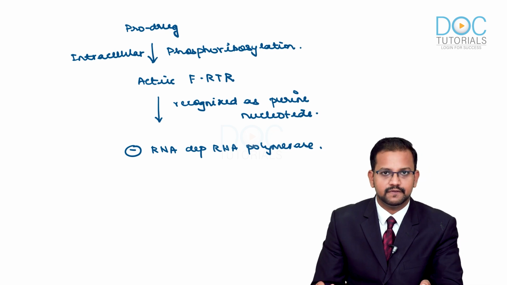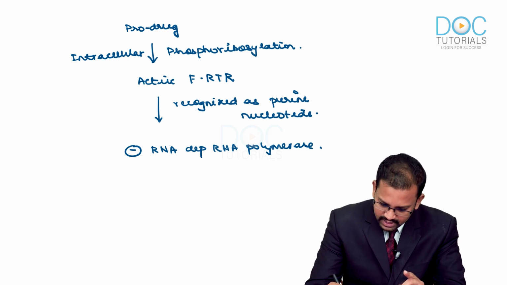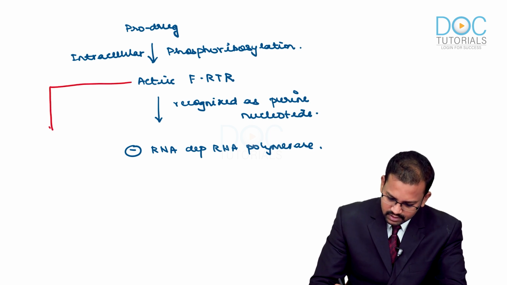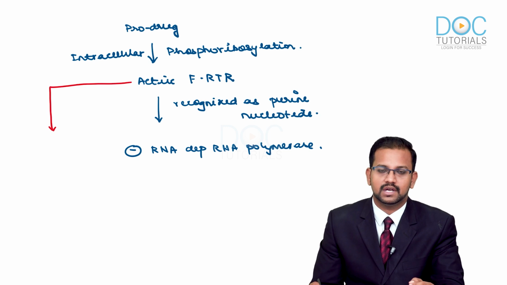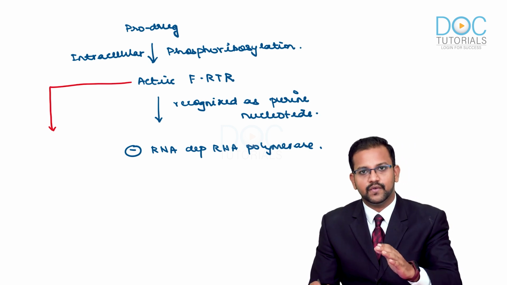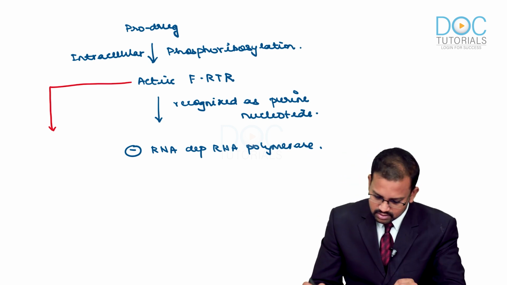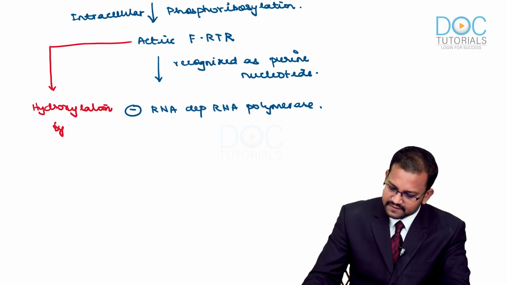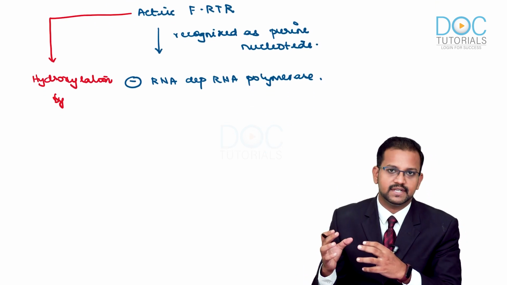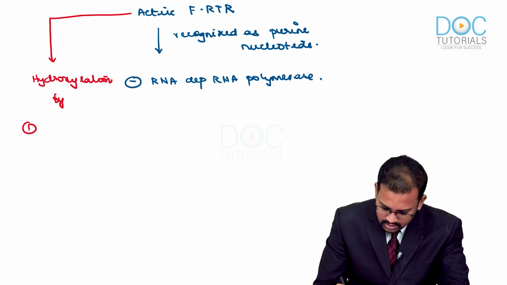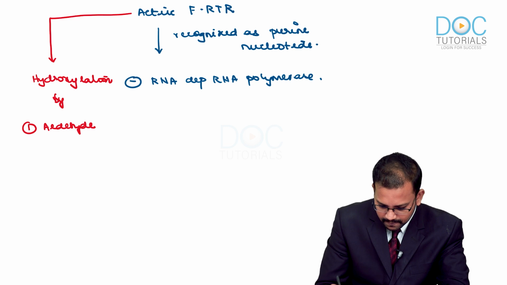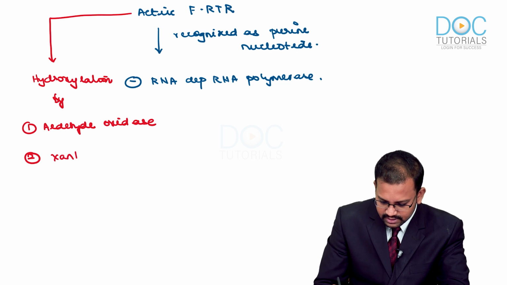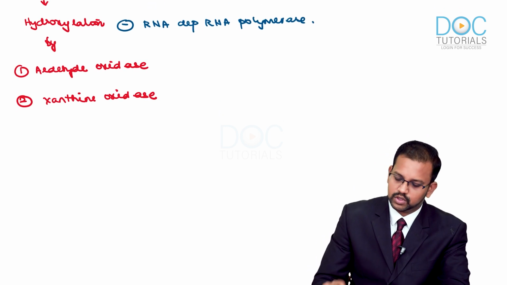The mechanism which we have seen for Remdesivir, a similar one, but we have a take-home message for this. This active form of this drug, the purine nucleotide form of Favipiravir, how is it going to get inactivated, how is it going to be removed from the body? This is going to get removed by hydroxylation by two different enzymes. The removal of Favipiravir is dependent on two major enzymes. The first one is aldehyde oxidase. And the next one is xanthine oxidase. Both of these enzymes are involved.